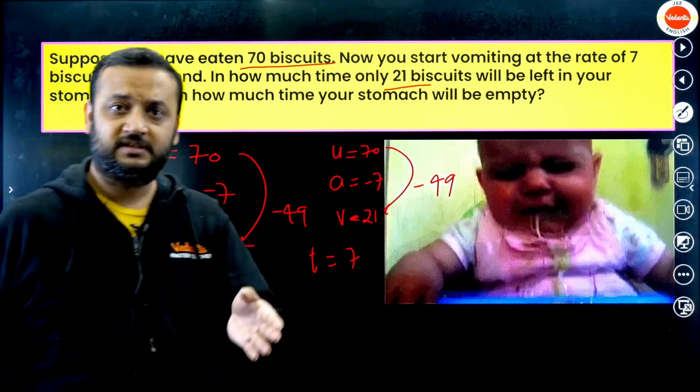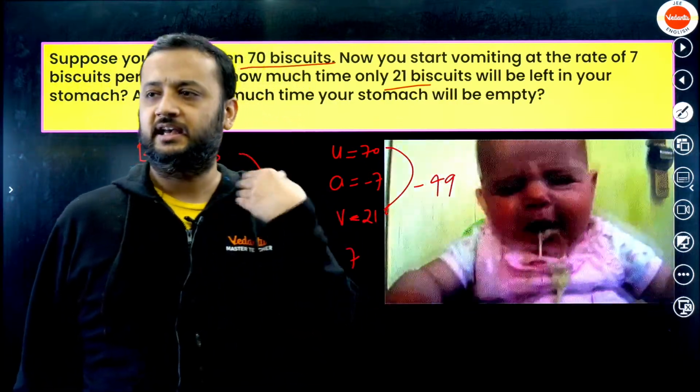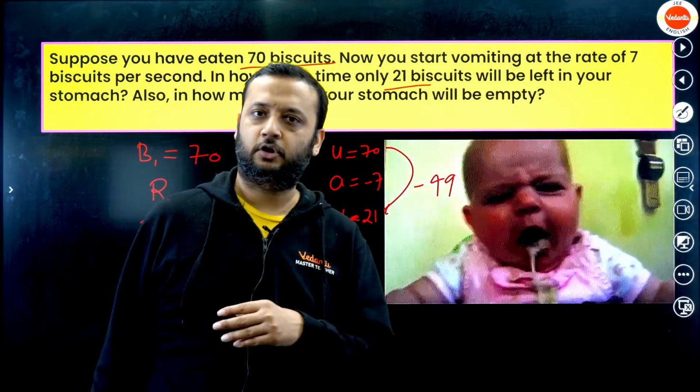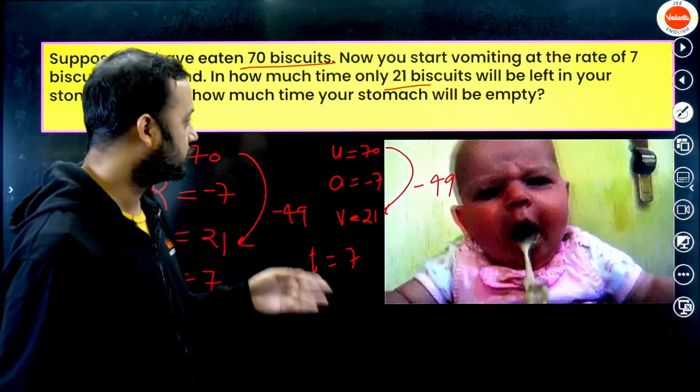The rate at which you are vomiting biscuits can be thought of as acceleration. The initial value of biscuits can be thought of as initial velocity. The final value of biscuits can be thought of as final velocity. I hope you have understood the connection.